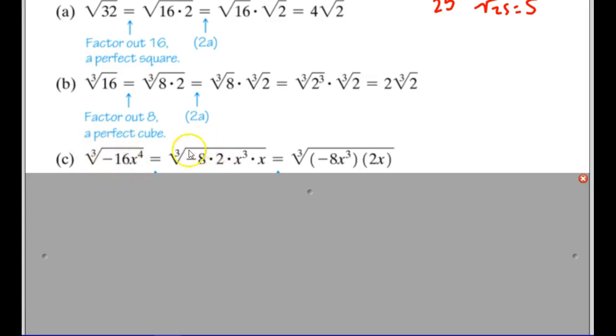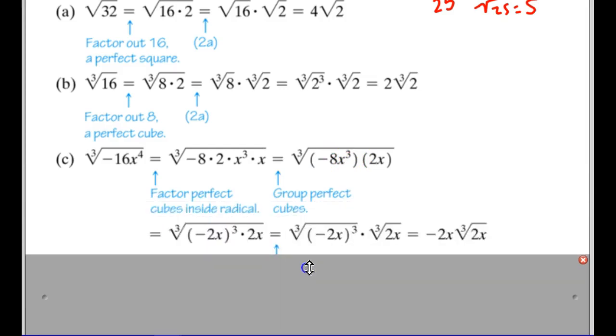And again, I know that my negative 8 is a perfect cube, so I can pull that out. And since my root is a 3, I want to break everything else in chunks of 3. So I have an x cubed, but then I'm left with an x. Okay, so the things that I can eventually pull out would be this negative 8 because I know the cube root of that, and I also know the cube root of x cubed.